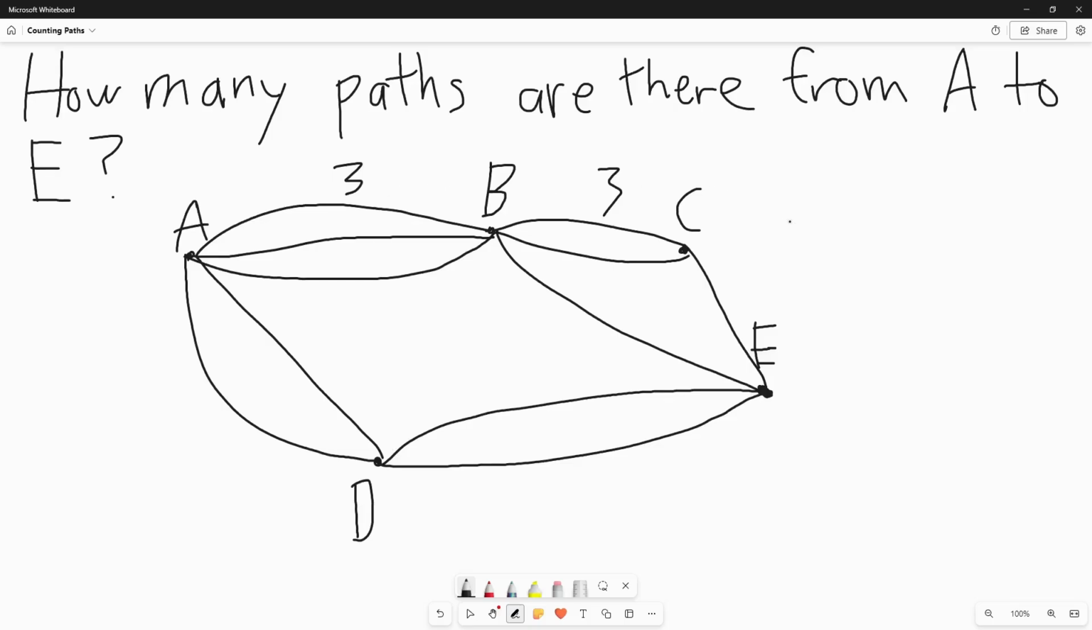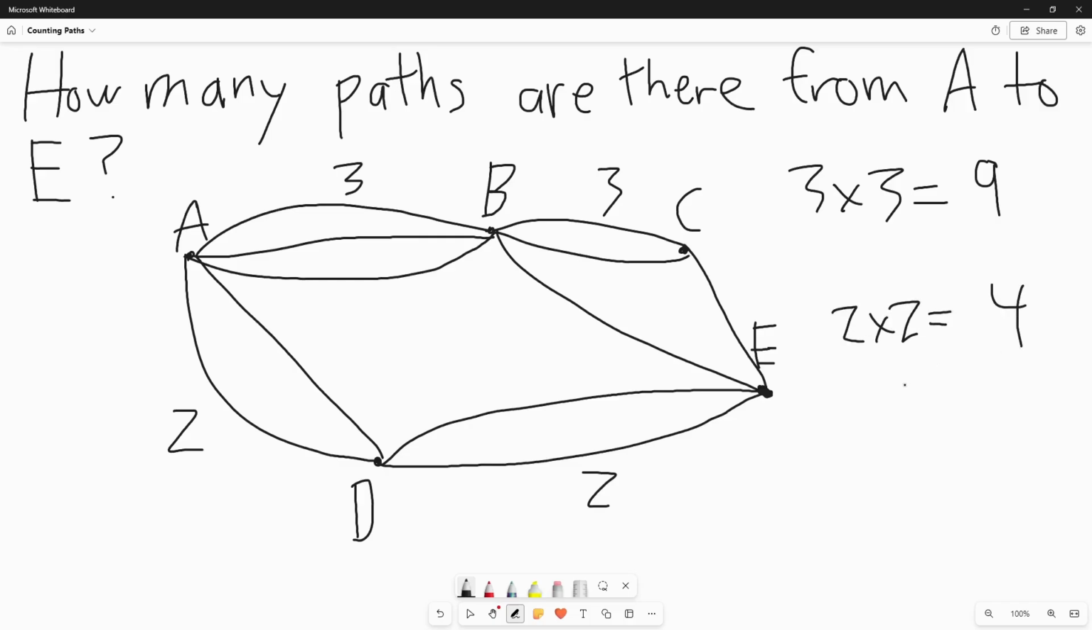So we multiply 3 by 3, which is equal to 9. So there are 9 possible paths in the top number of paths from A to B, I guess. Now let's focus on going to D from A. This one's pretty simple. There's 2 from A to D, then 2 from D to E. And as we learned, we just multiply these together, so 2 times 2 is equal to 4. And then we add 9 plus 4, and we get 13 total paths from A to E.